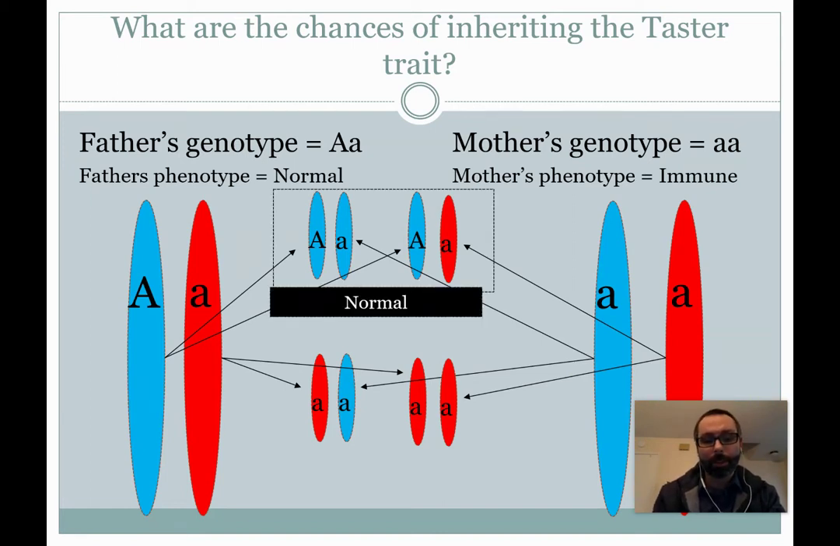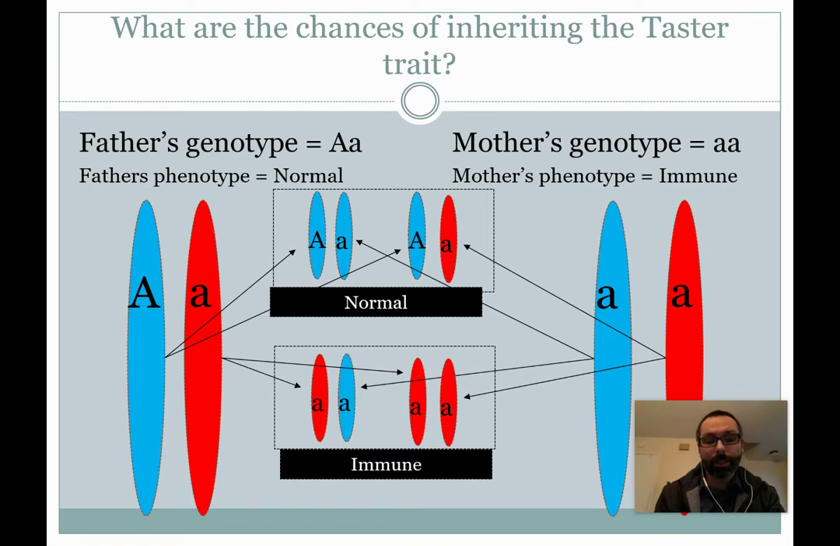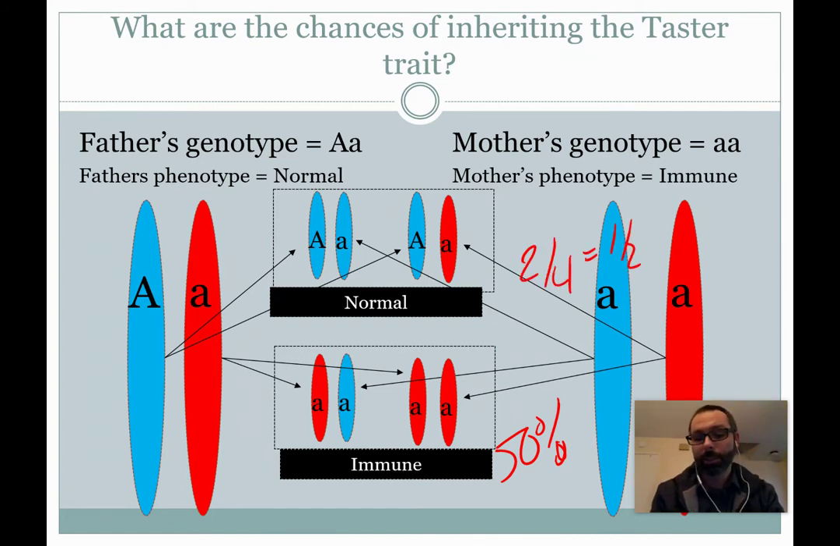These 2 are going to be normal. These 2 are going to be immune. So we would say the chances of these 2 parents having a kid that is immune is a 50% chance, right? 2 out of 4, which is the same as 1 out of 2, right? You can do it in fractions, you can do it in percentages, but it is the same either way, right? So this is the basis of our predictions.